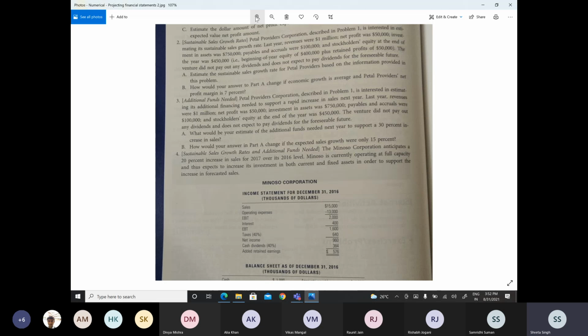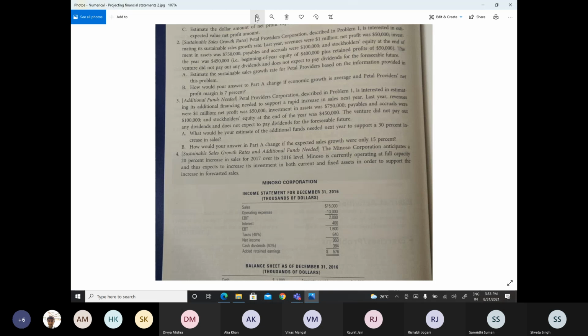That is beginning of the year equity of $400,000 plus the retained profits of $50,000. The venture did not pay out any dividends and does not expect to pay dividends for the foreseeable future. Estimate the sustainable sales growth rate for Petal Providers based on the information provided in this problem. And how would your answer to part A change if economic growth is average and Petal Providers net profit margin is 7%? So can you solve this, or are you confused as to how we should adopt this?